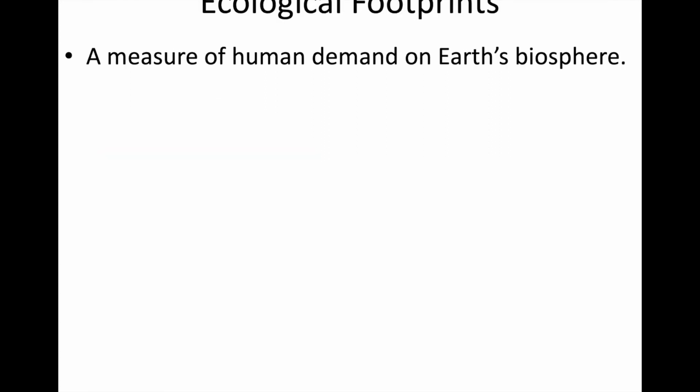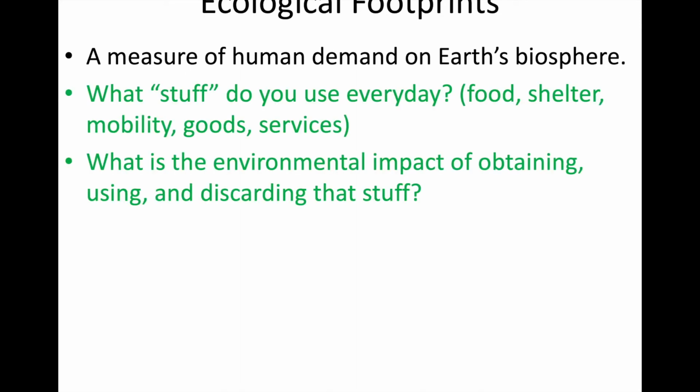One way that we can assess sustainability is through the concept of an ecological footprint. An ecological footprint is a measure of human demand on Earth's biosphere. A footprint takes into consideration the stuff that we use in our lives, including food, shelter, mobility, goods, and services. It looks at the full life cycle of that stuff by considering the environmental impact of obtaining, using, and discarding it.